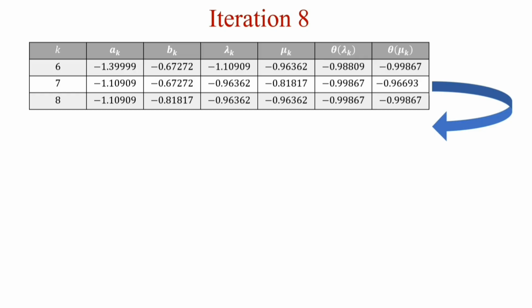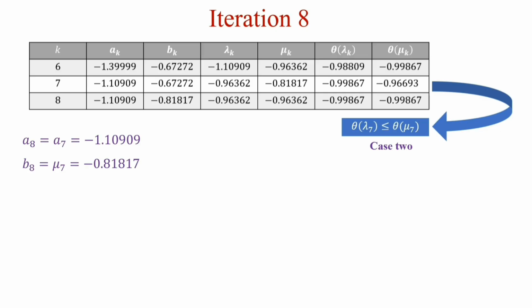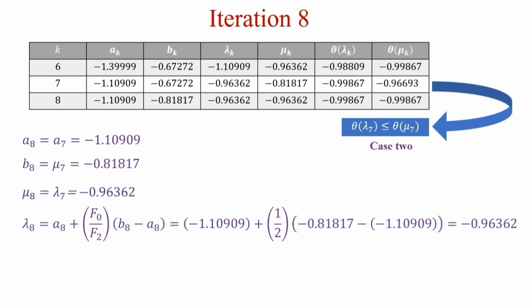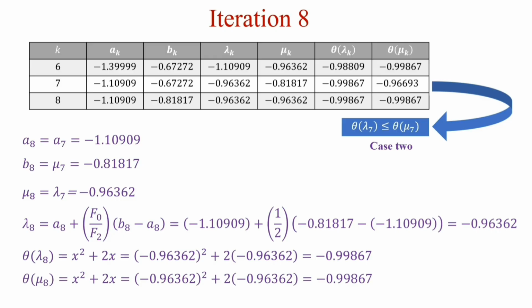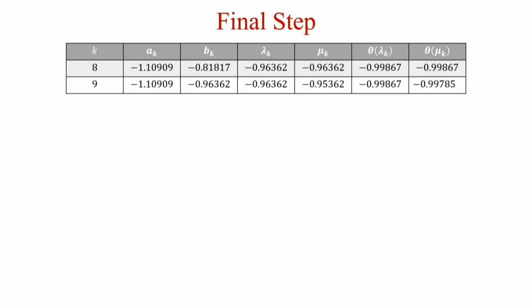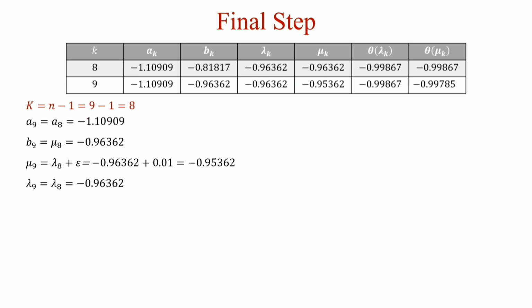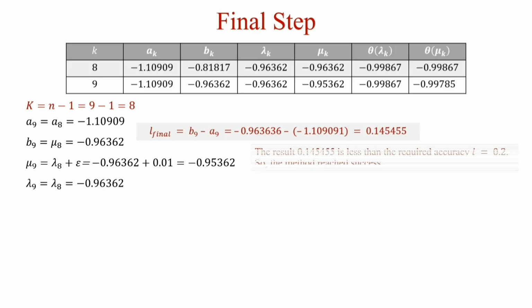At the eighth iteration, analysis of the previous objective function values indicates that case 2 applies. Consequently, the new points and their corresponding objective function values are computed based on case 2. At this point, the algorithm has reached its final iteration. The uncertainty interval has already been reduced as much as possible using Fibonacci ratios, so no further interior points can be generated in the usual way.